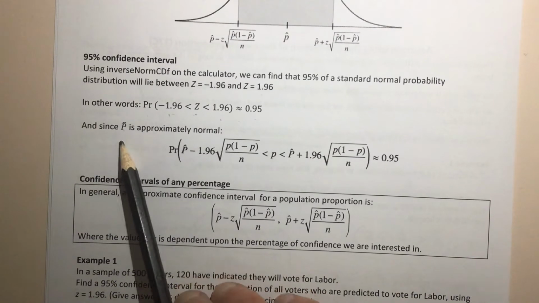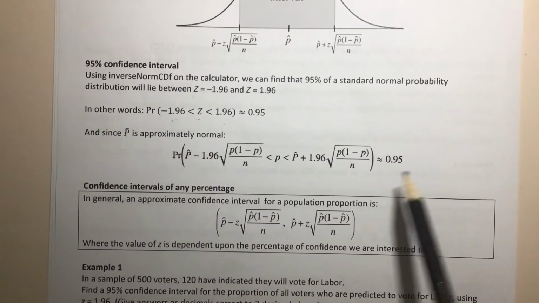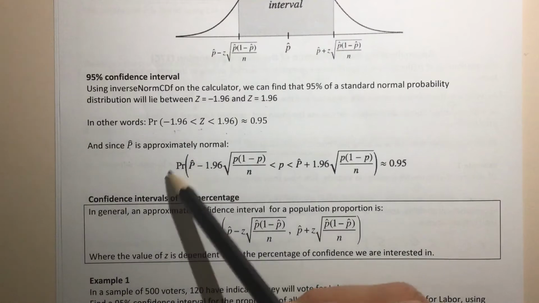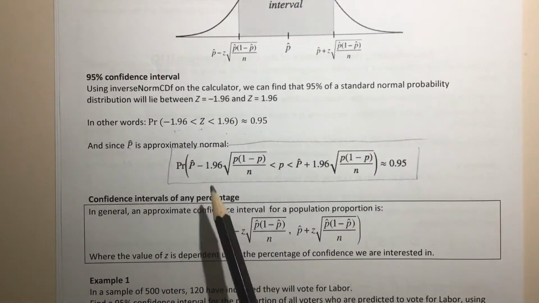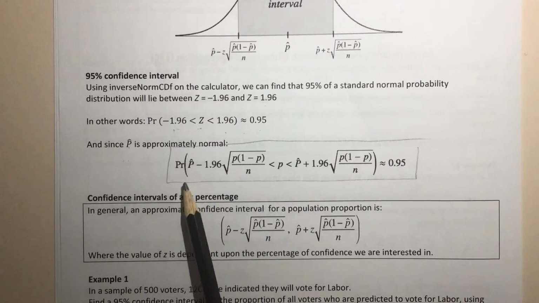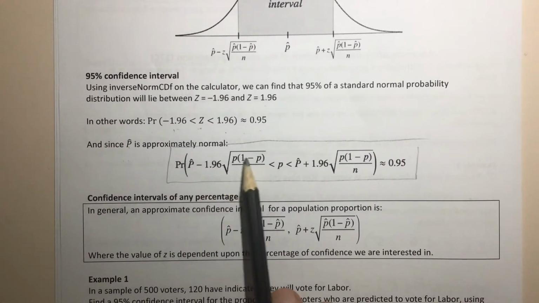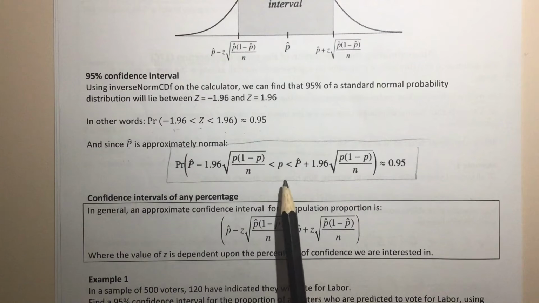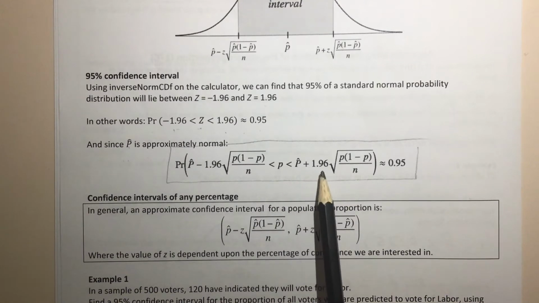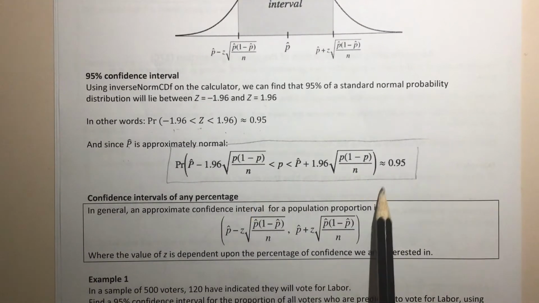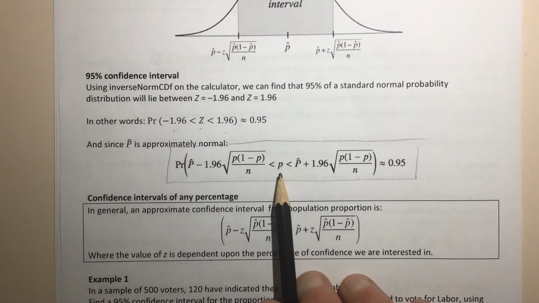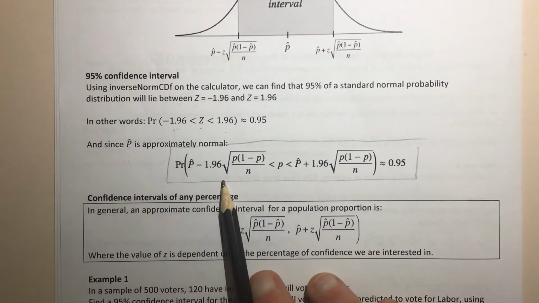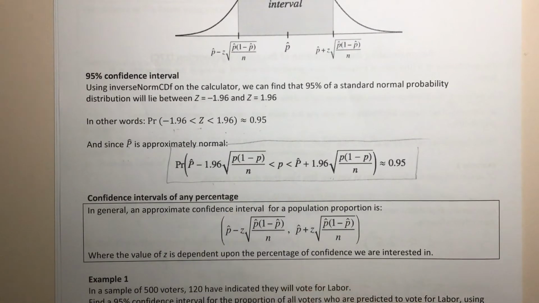And since p hat as a variable is approximately normal, we get this formula here. This is the confidence interval formula, if you like, for 95% specifically. It says the probability that p hat minus 1.96 times the standard deviation is less than p, which is less than p hat plus 1.96 times the standard deviation, will be approximately 95%. Or in other words, once we take a sample, we're 95% sure that the population proportion will be somewhere in between these two values that we work out using this formula.